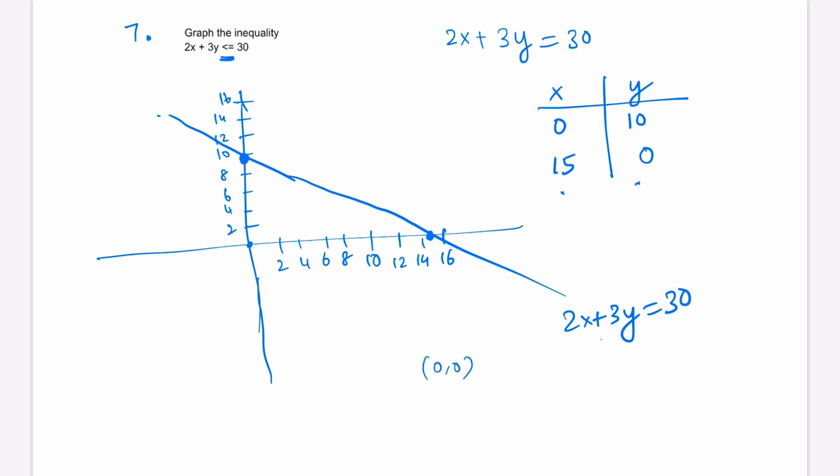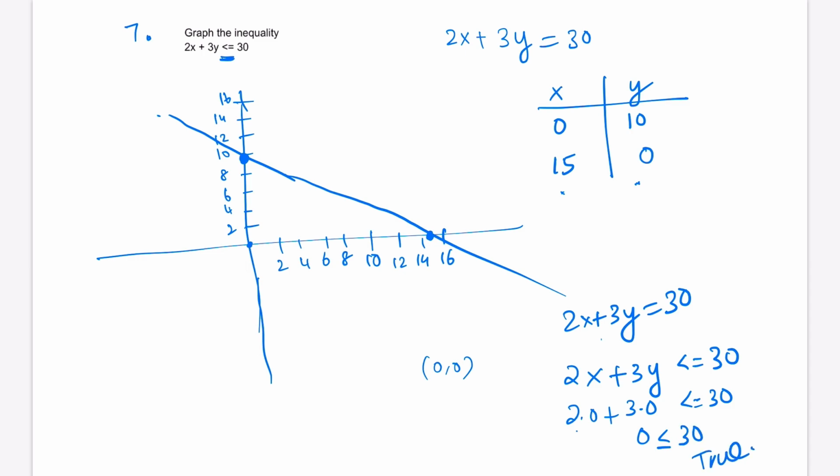And see if we pick the origin and substitute x as 0, y as 0, whether the inequality holds. The inequality given in this problem is 2x plus 3y is less than or equal to 30. I'm going to substitute x as 0, y as 0. So 2 times 0 plus 3 times 0 is less than or equal to 30. So 0 plus 0, less than or equal to 30. So this is true.